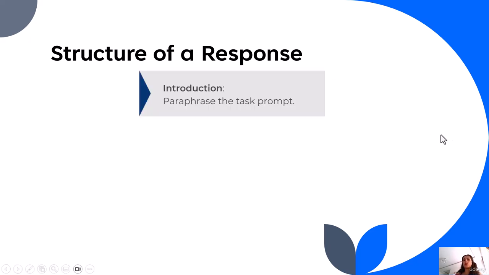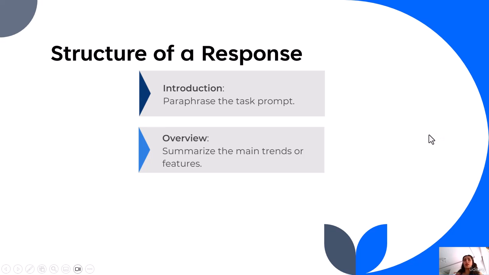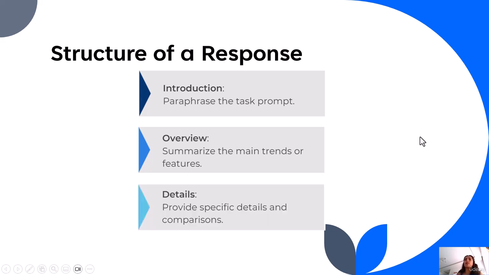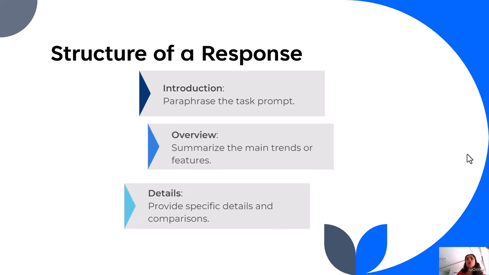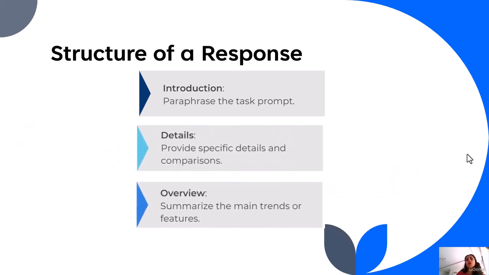First of all, introduction, where you paraphrase the task prompt. Then you have the overview, where you summarize the main trends or features. Lastly, you're going to have the details, where you provide specific details and comparisons, which is your body paragraph. Sometimes it's possible to have the details before the overview, and the overview is placed in the last paragraph.